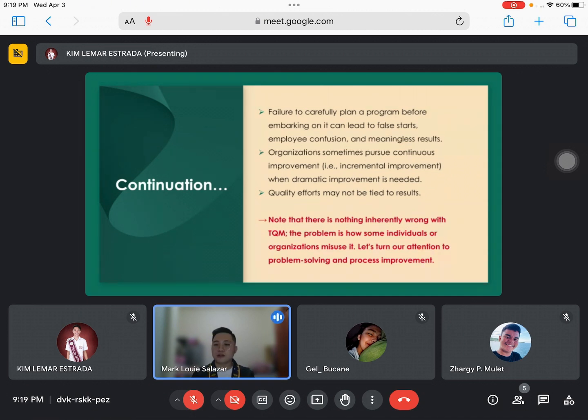Example, incremental improvement when dramatic improvement is needed. Then the last one is quality efforts may not be tied to results.